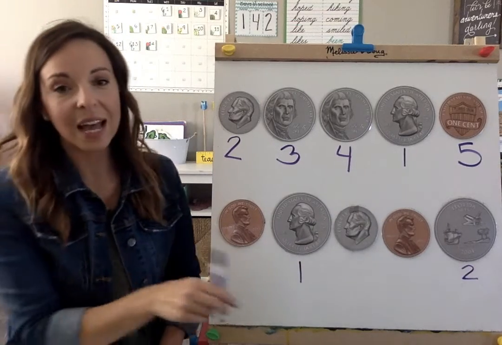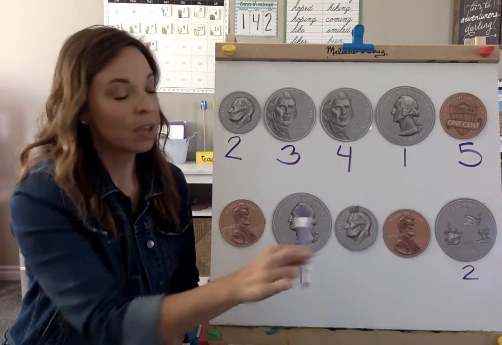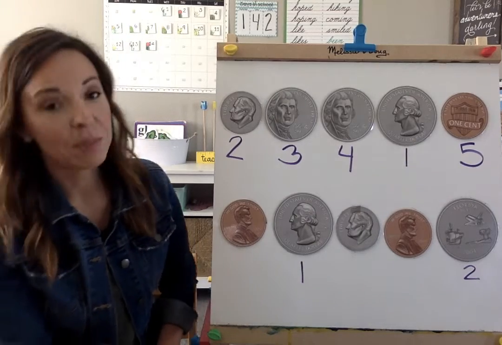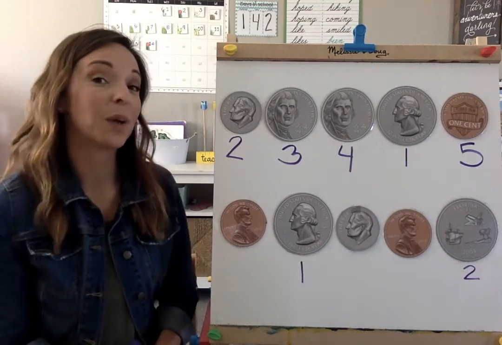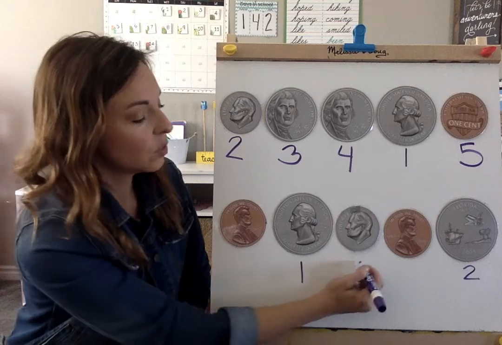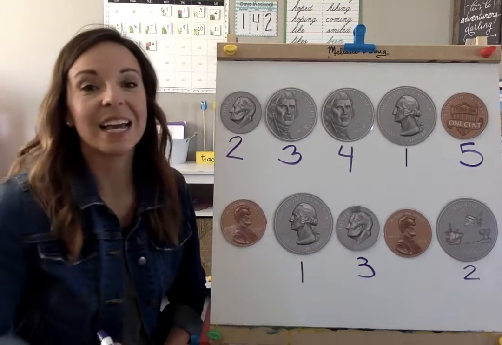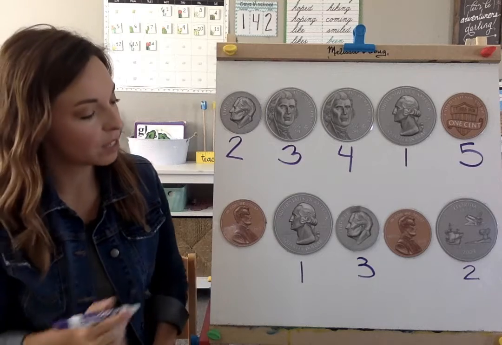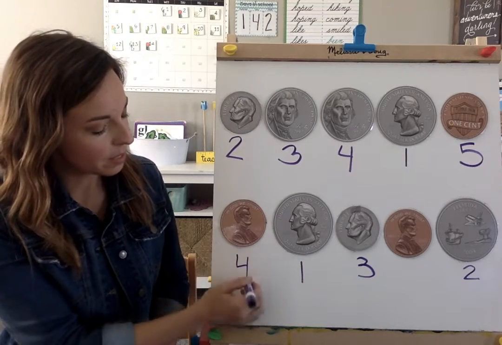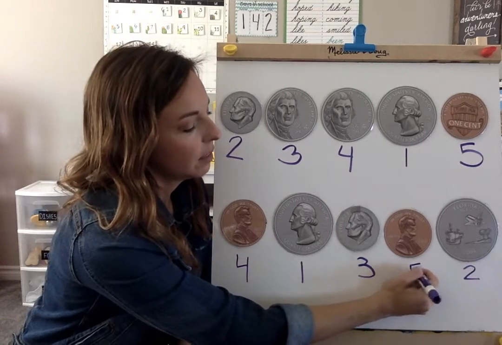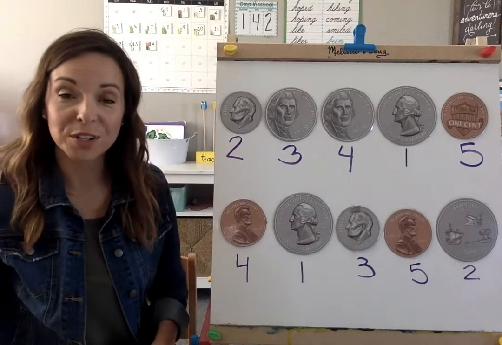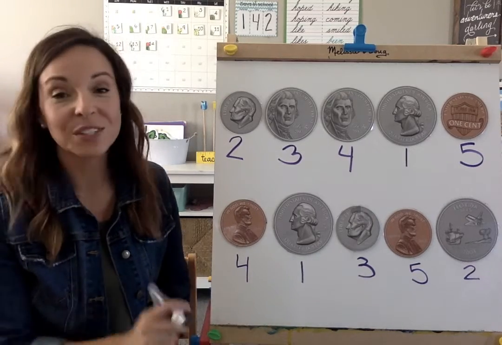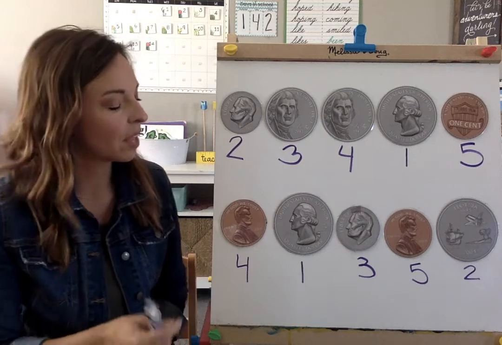After my quarters, I have a dime. So between the dime and the pennies, the dime is worth more, so I'm going to count that next. So the 3 will go underneath that dime. And then I have 2 pennies left. So I'm going to number my pennies 4 and 5. So now I know what order to count my coins. So let's go ahead and count them together.